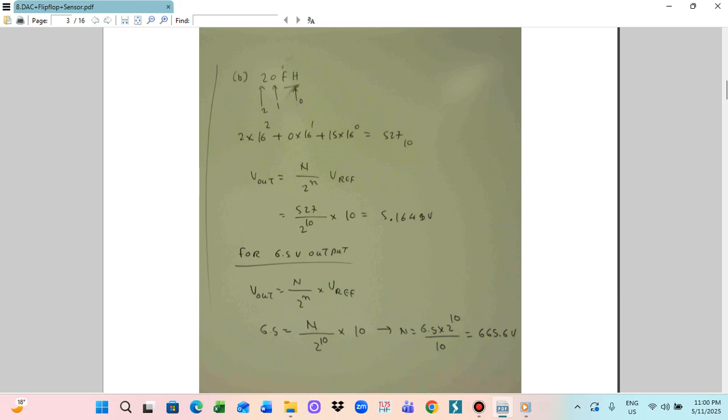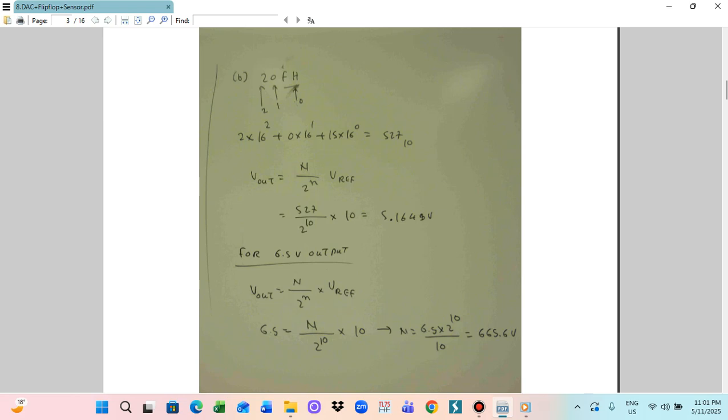So this is for the hexadecimal system, so we calculate. We substitute here for 20FH. This formula is equal to 2 multiplied by 16 squared plus 0 multiplied by 16 power 1 plus FH, which is 15, multiplied by 16 power 0. By solving this one, the result will be 527 base 10.